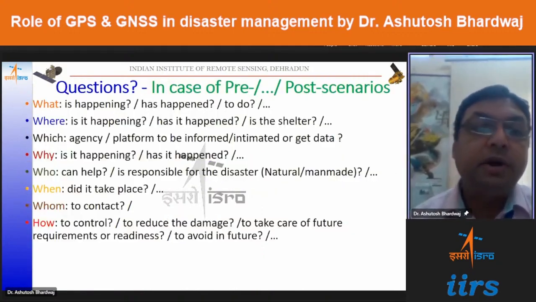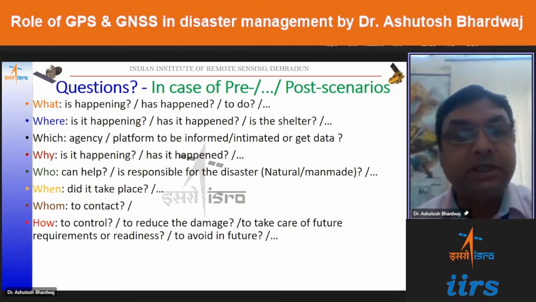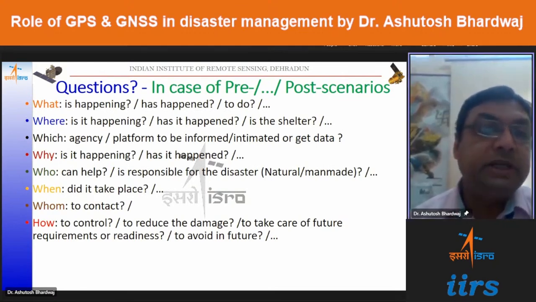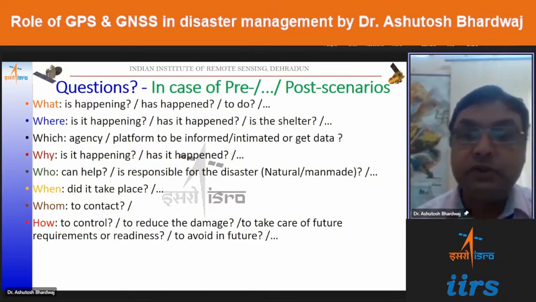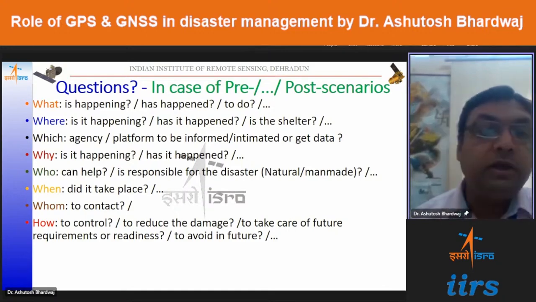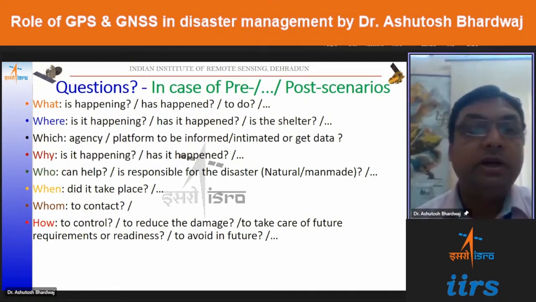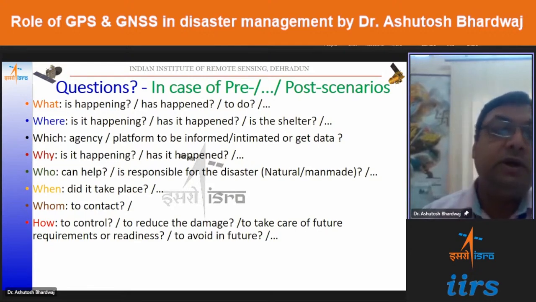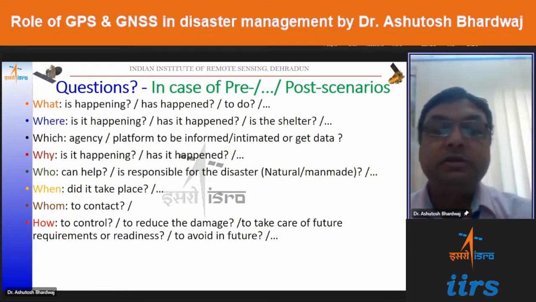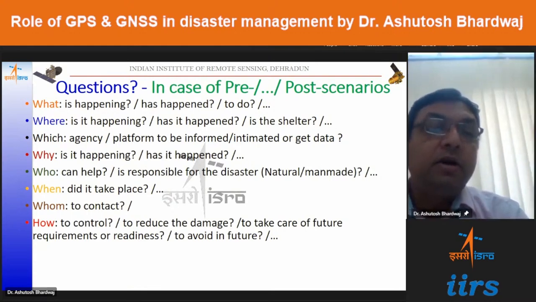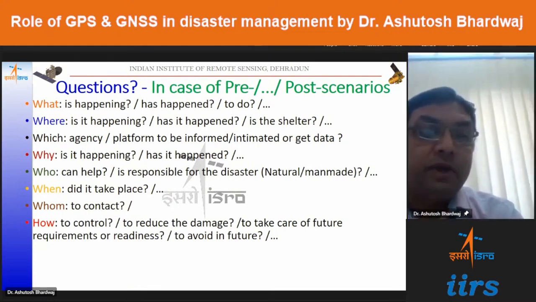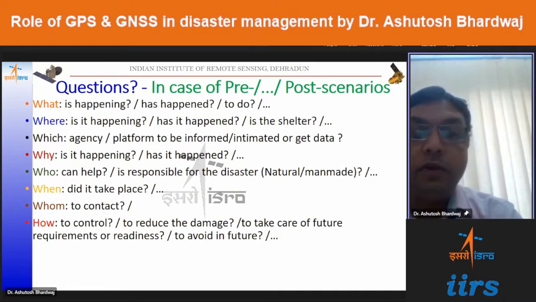Now, whenever any problem happens or whenever we run a project, disaster scenarios basically give us a live project. Normally, we do not wish to encounter it, and we try to be prepared for it at an early stage so that we do not have any issues later. But the questions we face during this are: what, where, which, why, who, when, whom, and how.